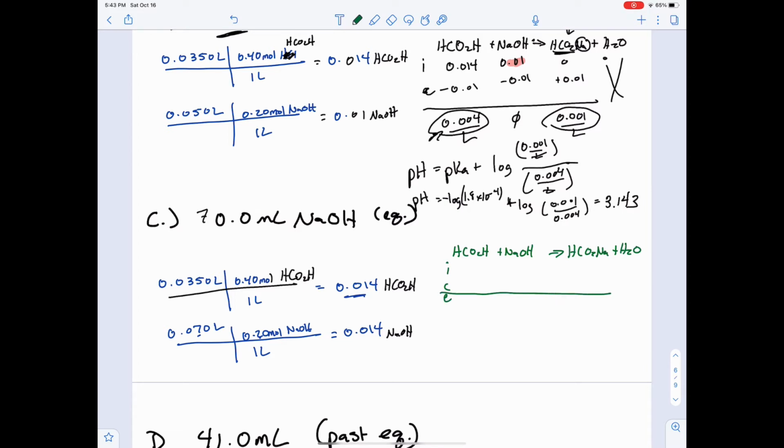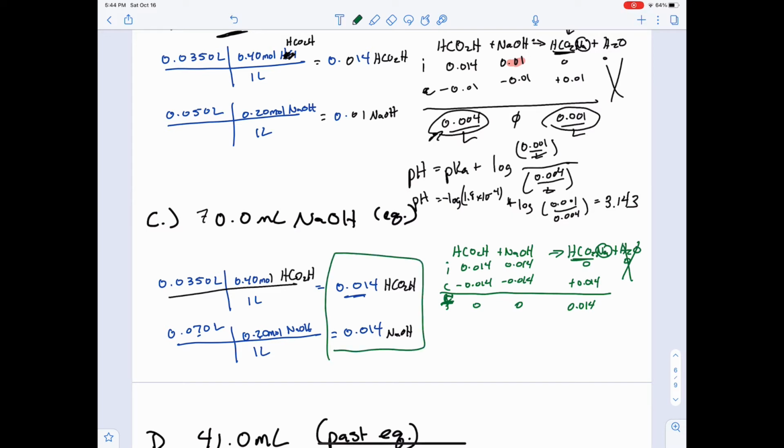ICF. Final, sorry, not E. And then I've got 0.014, 0.014, 0, and 0, because initially I don't have any. That's my salt. I'm going to subtract out my 0.014 and my 0.014, and I'm going to gain it on the right-hand side. Notice at the end, I still have a salt.